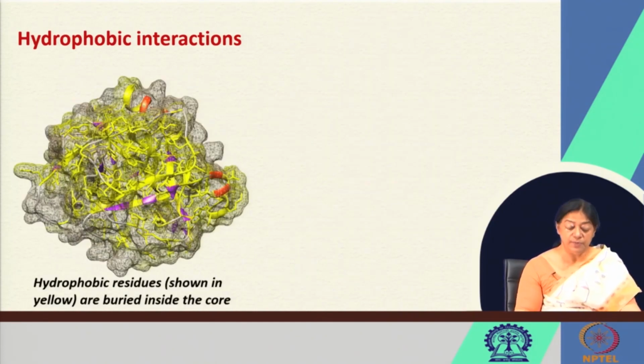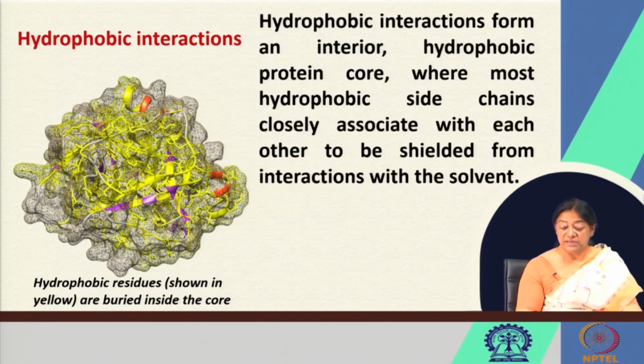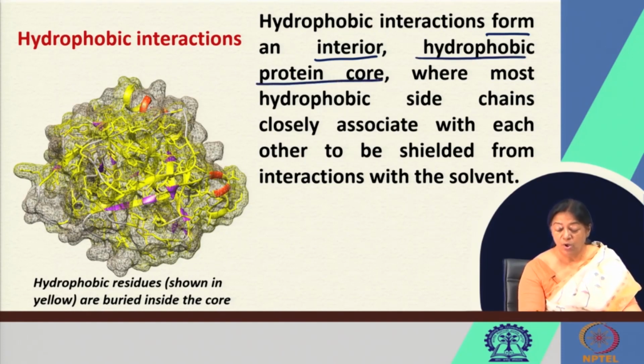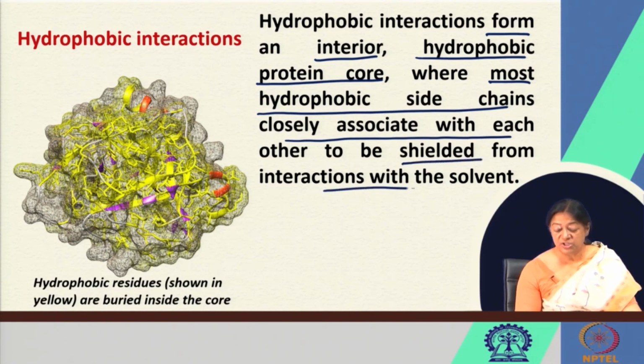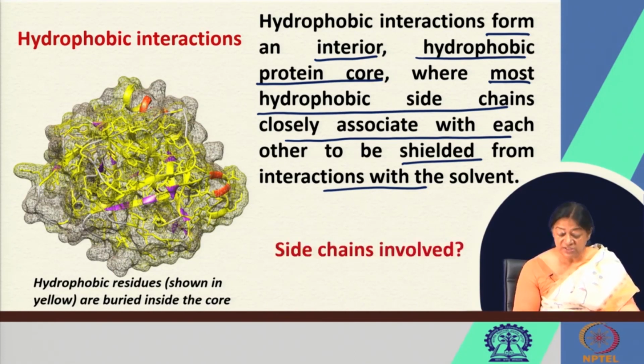So, when we look at these hydrophobic interactions, we realize that because of the specific side chains that are involved, they are going to interact in a manner that forms the interior hydrophobic protein core, where most of the hydrophobic side chains remain closely associated with each other to be shielded from interactions with the solvent. And with the knowledge of the different types of amino acid residues, looking at which side chains can be involved in what type of interactions, that is extremely important.